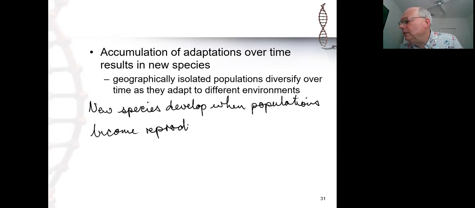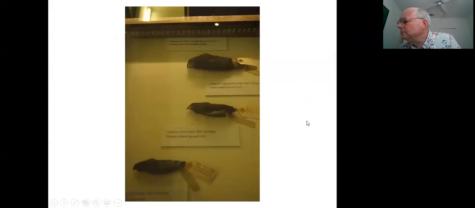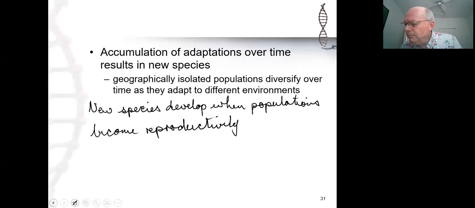So once the populations become reproductively isolated from each other, then there's a very real potential that they will develop into new species. And so this is how natural selection not only causes changes in populations, but can also, over time, give rise to new species as they adapt to different environments once they become isolated from each other in this fashion.